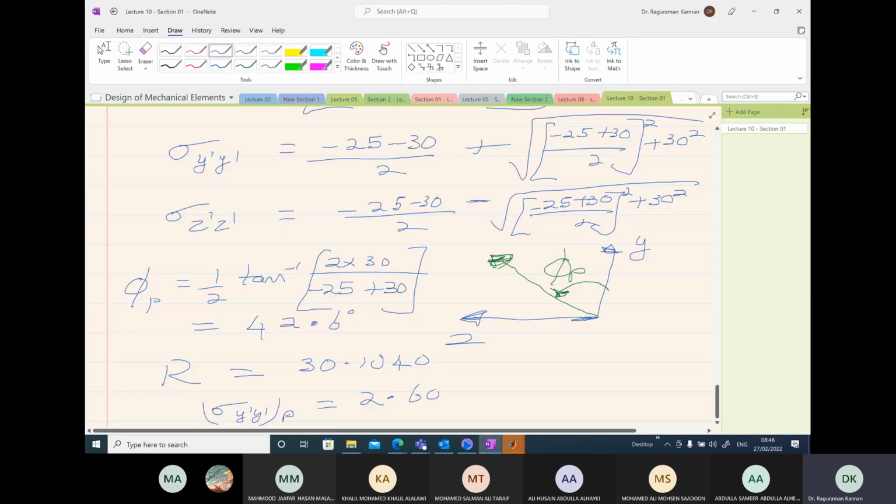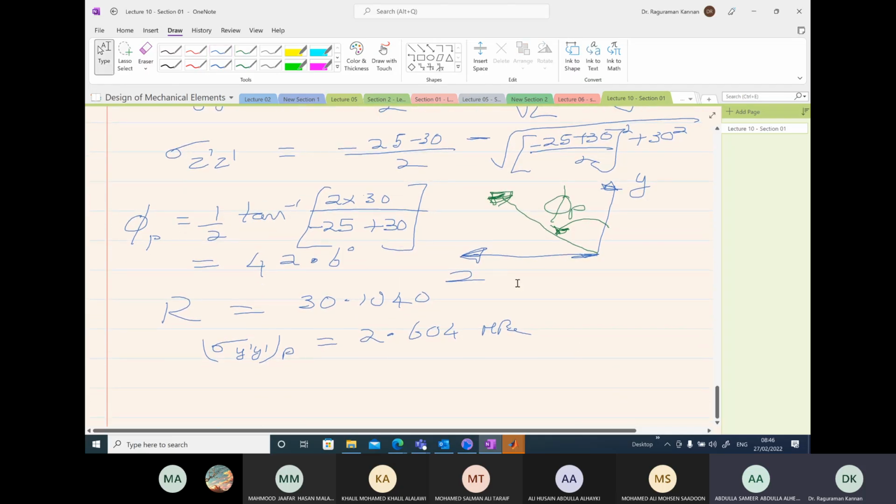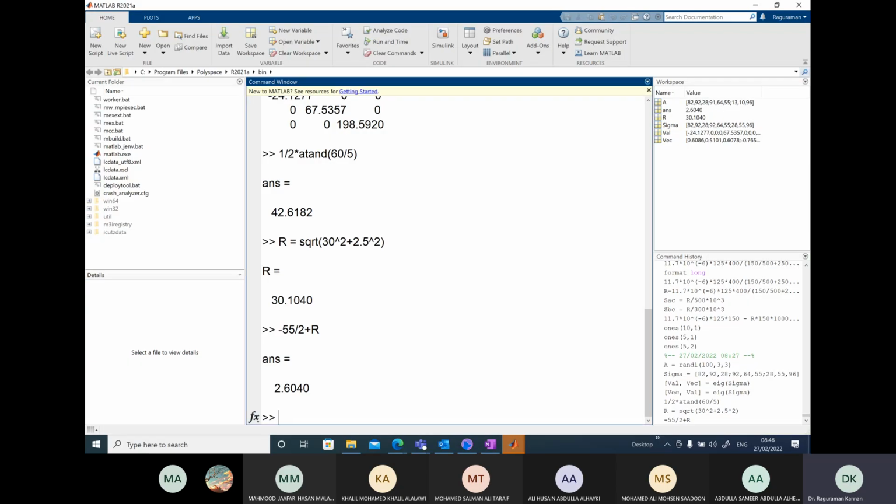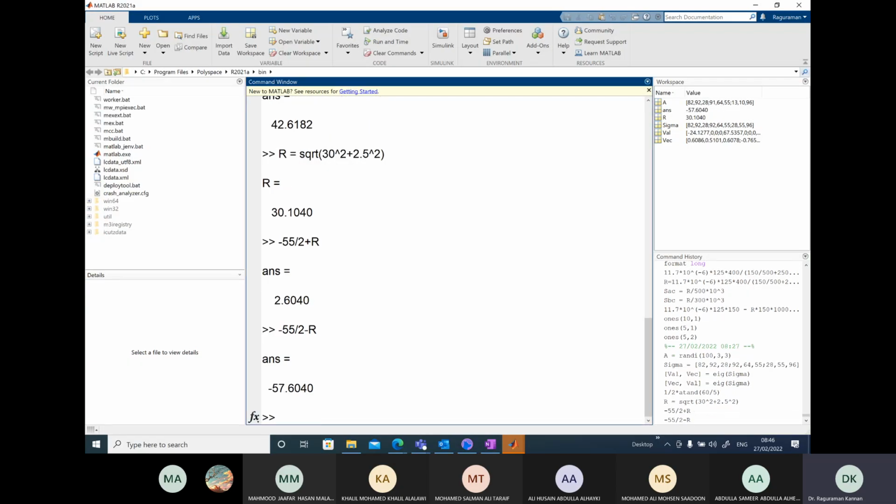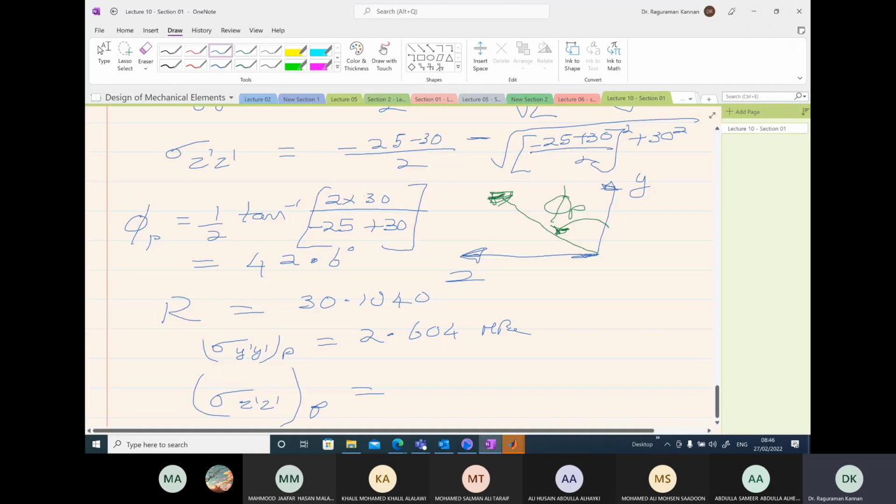Yes, Doctor. I think you didn't take the square root, right? No, I put multiply between them instead of square. Okay, so that's why it's too high. So we can check the other value, and this will be minus R, minus 57.604.